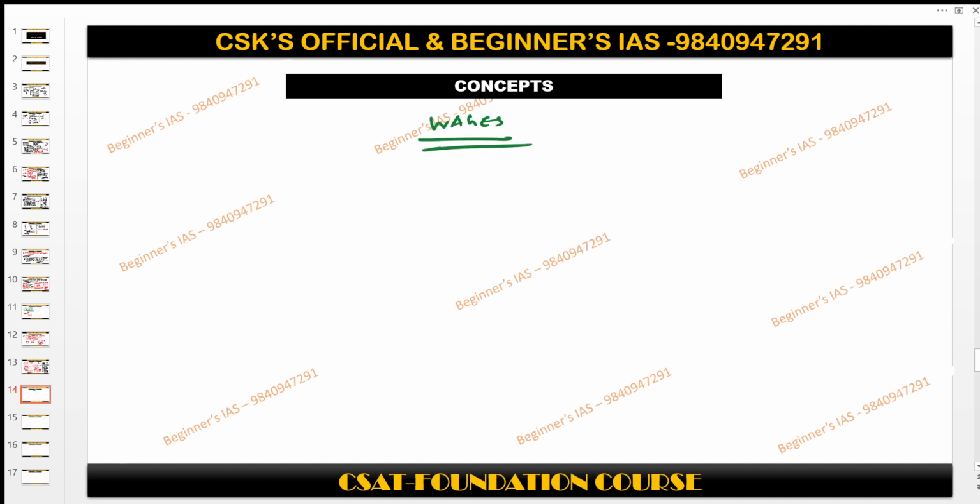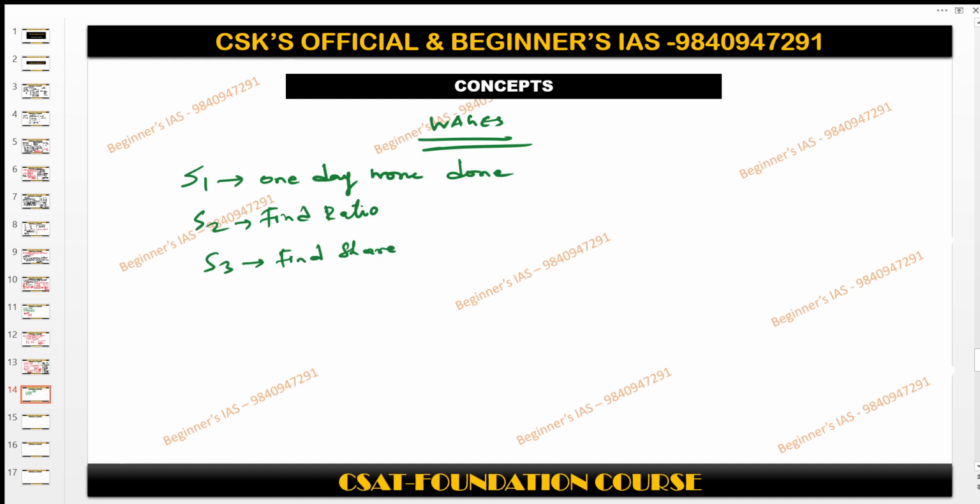Fine. Now wages, listen carefully. Simple. In order to find out the wages, what is the step one? Find the 1 day work. This is the simple method you can use. Find 1 day work, at least 1 day work done. Step two, here find the ratio. Step three, here you can find out the share. Okay, that's it. Done.